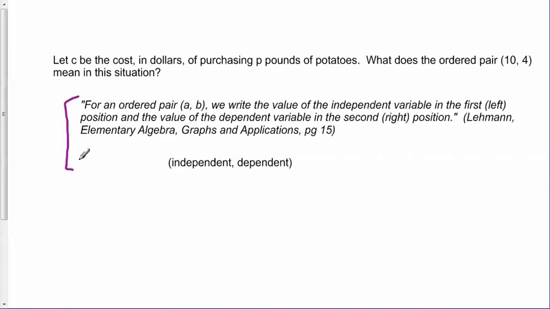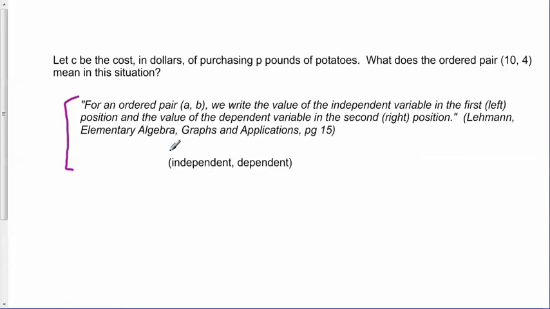If you're using the layman text, this information comes directly from page 15 of our textbook. For an ordered pair (A, B), and here we're using A and B, just like we've often used X and Y, we can use any two variables we want here. We write the value of the independent variable in the first or the left position and the value of the dependent variable in the second or the right position.